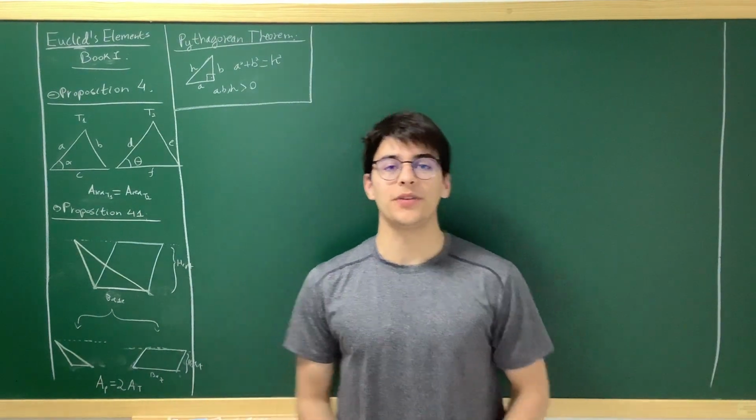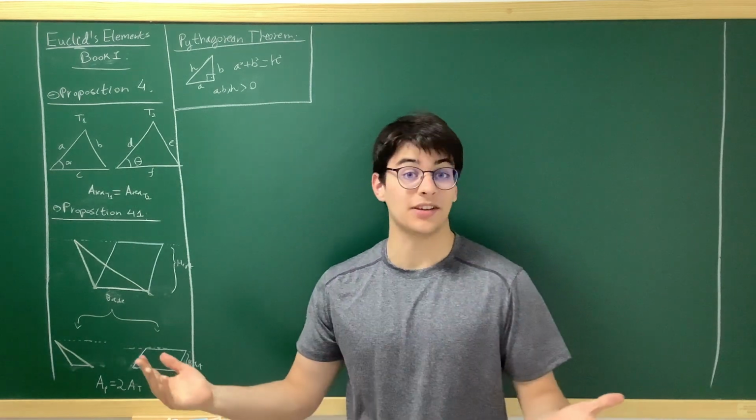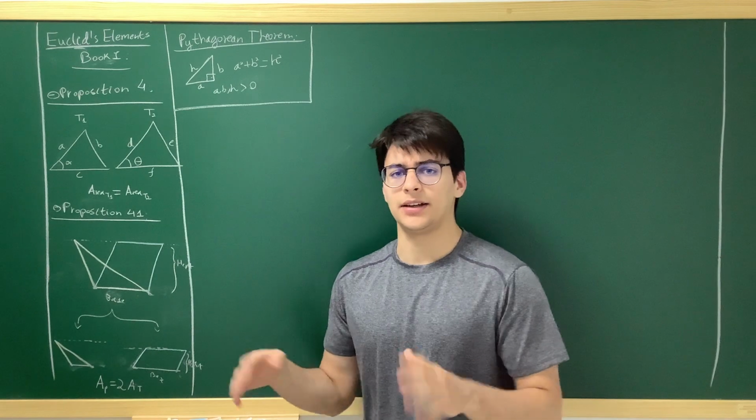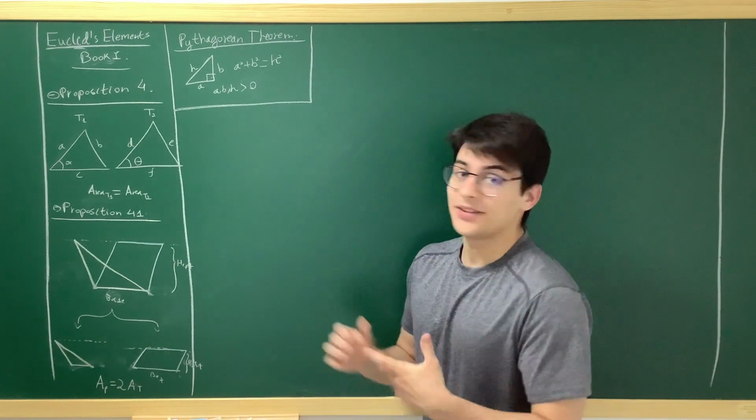Hi, so today we're going to be proving the Pythagorean Theorem, and as you know, it's one of the most important theorems in Euclidean Geometry. I have already made a proof of it using a really simple proof, and today we're going to be taking a look at the historical proof, right?